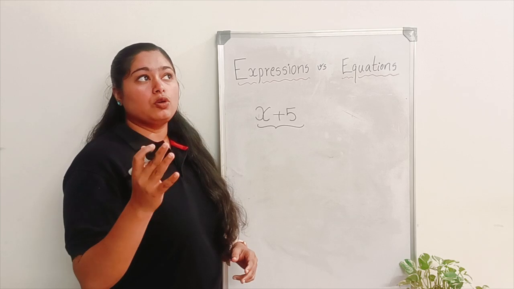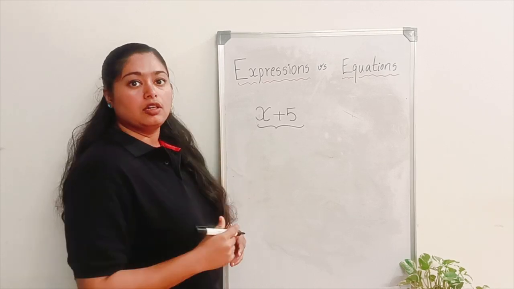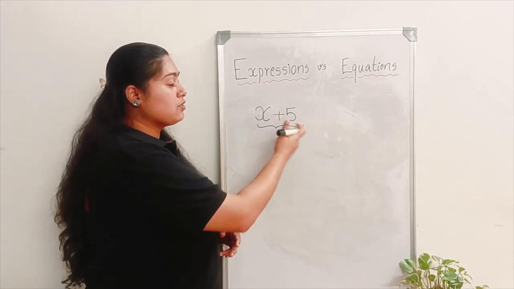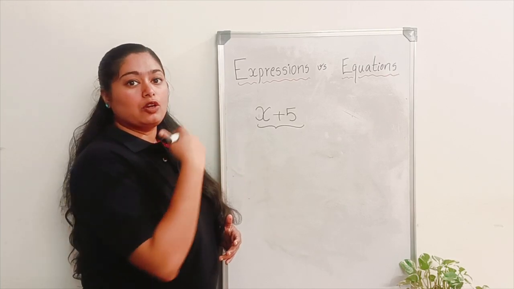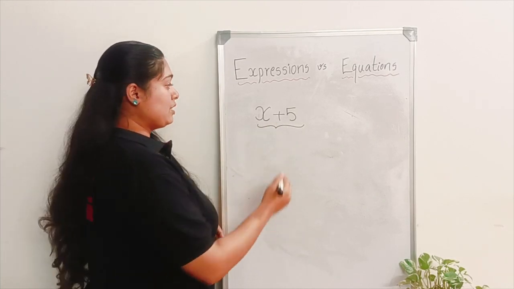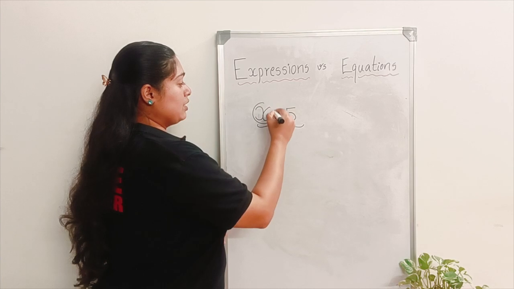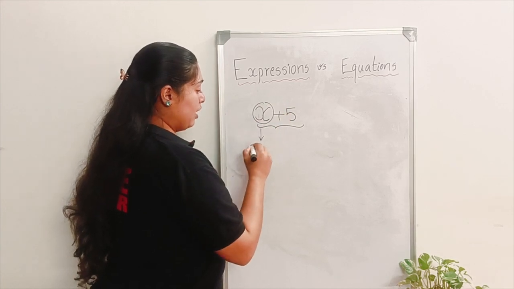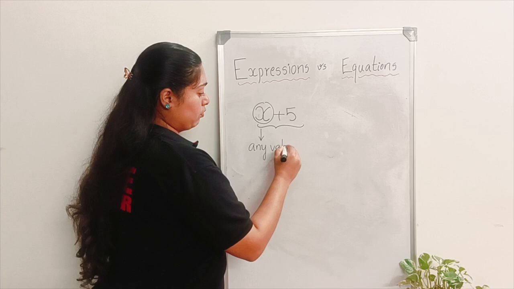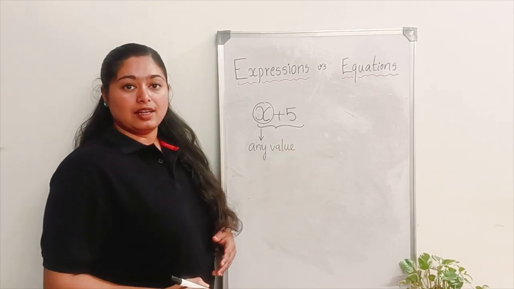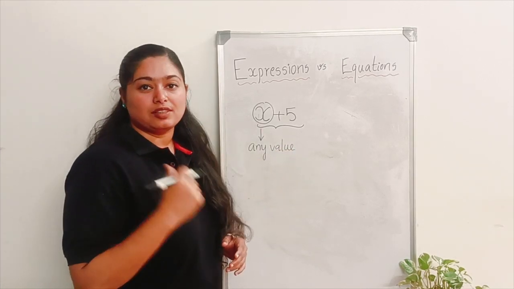So if you want to think x as 10, then your value is 10 plus 5, 15. If I am thinking x as 2, then my value is 2 plus 5, 7. So basically here this x can have any value according to our wish. And this is what an expression means.